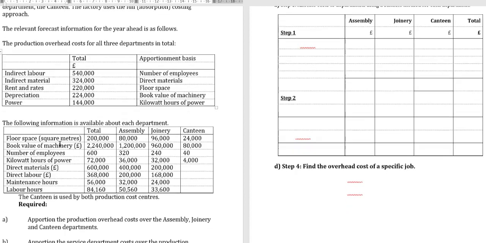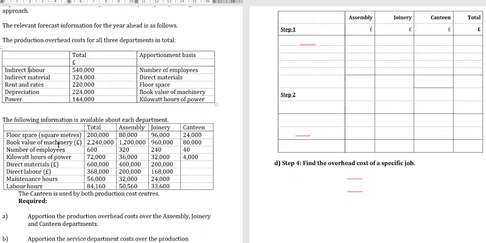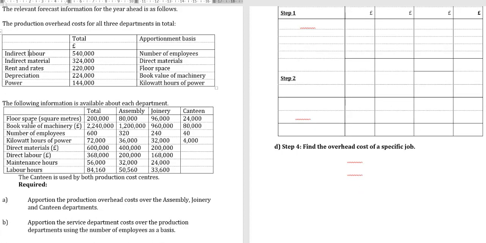The following information is available about each department. We have some information that helps you to apportion those indirect costs: floor space, book value of machinery, number of employees, kilowatt hours, direct material, direct labor, maintenance hour, and labor hours. As well, the canteen is used by both production cost centers.